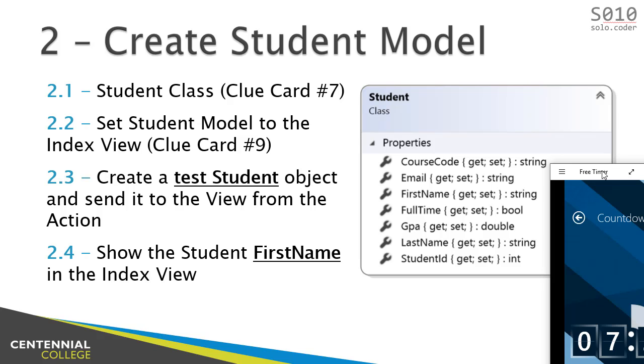See, your index is empty. There's nothing there. You're not printing out. How do you call the student from here? See, you are setting the model to students. You can call the student by saying @model.